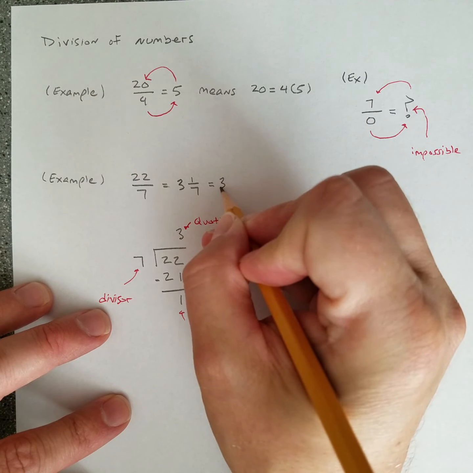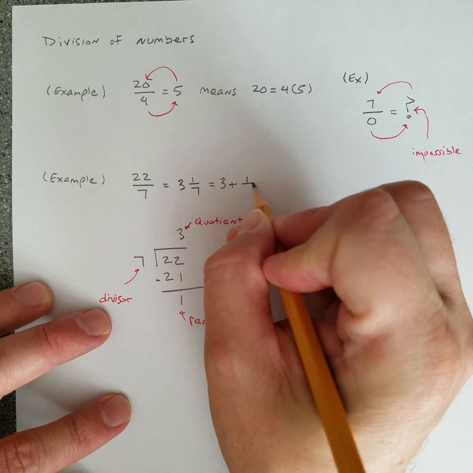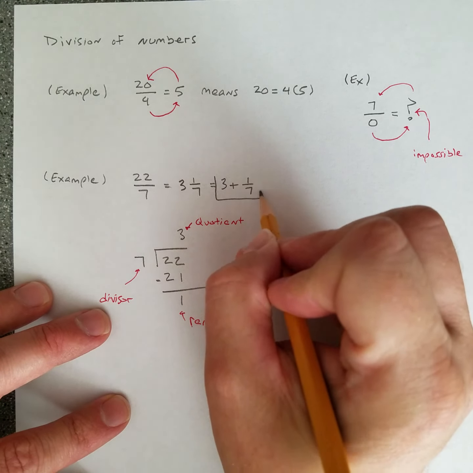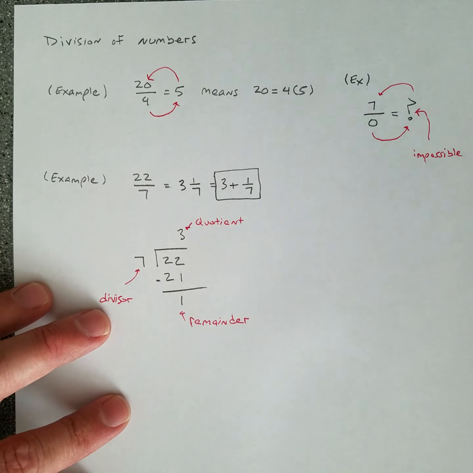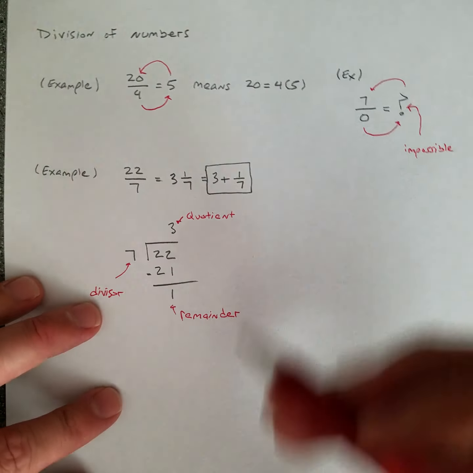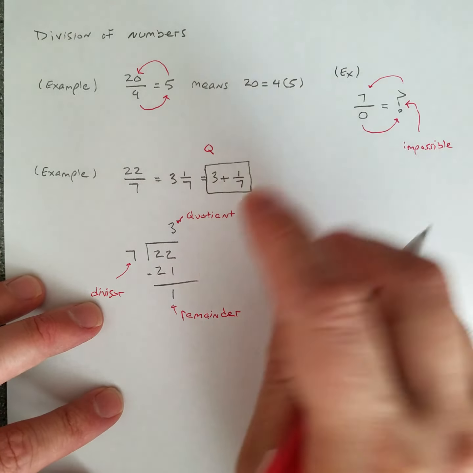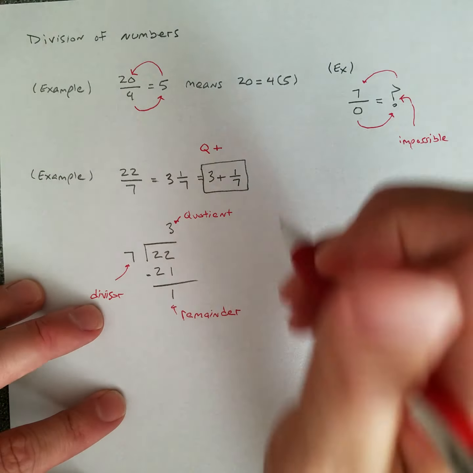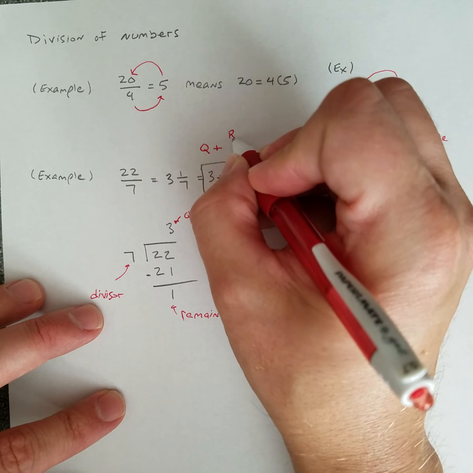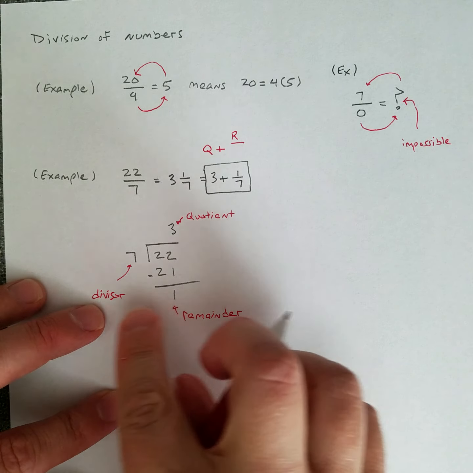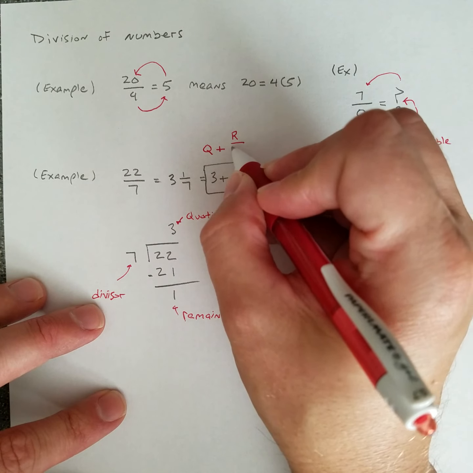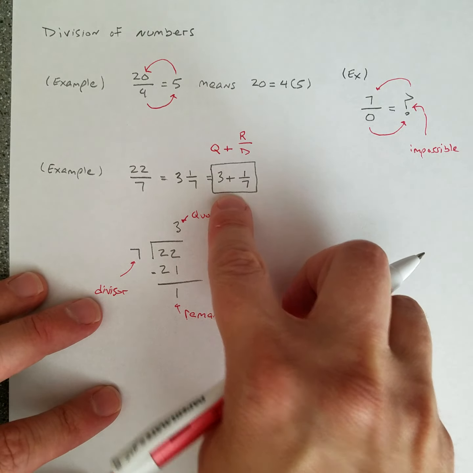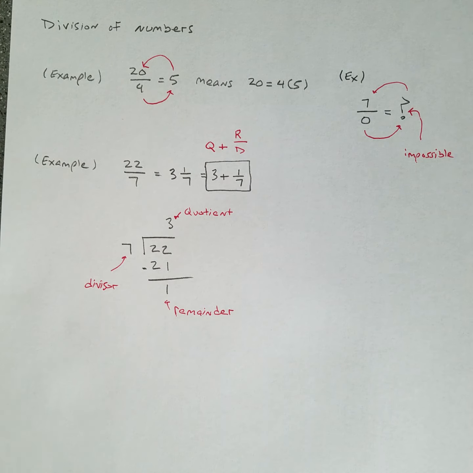Literally, it means 3 plus 1 over 7. Okay? Alright, so there would be my answer. That's what 22 over 7 is. When we divide, it will always take this form: Q for quotient, plus R for remainder, over D for divisor. 3 plus 3 and 1 over 7. That's how we do it.